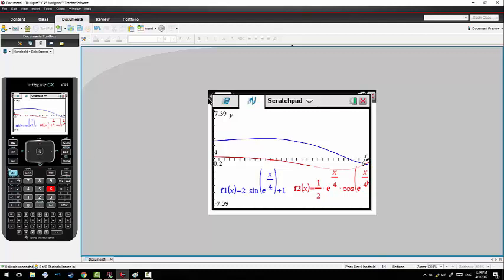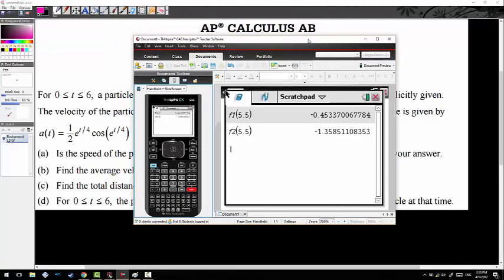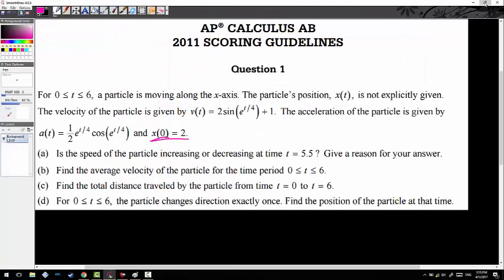Now, I'm not going to use this just yet. I'm going to hit this calculator that's running away from somebody. So I know that f1 is the velocity, so I'm going to go f1 of 5.5. And I get a number, okay? And I'm going to go f2 of 5.5, and I'm going to get another number. So it looks like they're both negative. So I'm going to transfer those onto my document here. And let's see. Let's go and answer this question here.